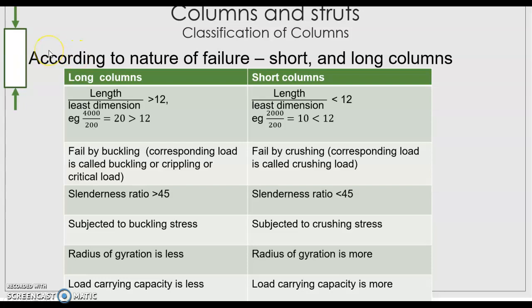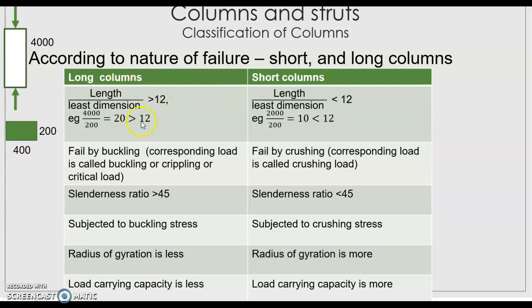For example, the length of the column is 4 meters, that is 4000 millimeters, and its lateral dimensions are 400 millimeters and 200 millimeters. So the least lateral dimension is 200 millimeters. Length 4000 divided by 200, we get 20. So 20 is greater than 12, so it is a long column.